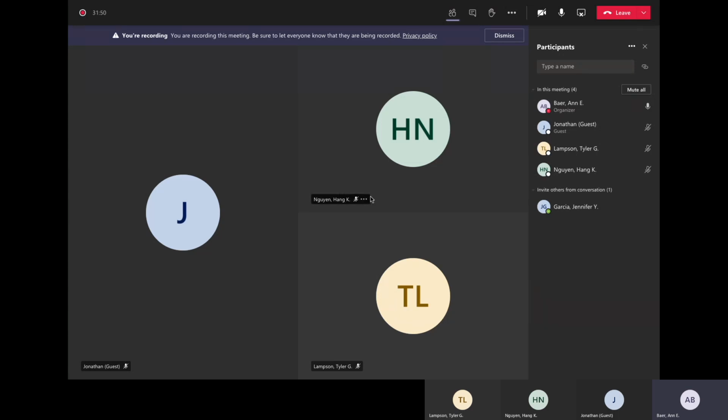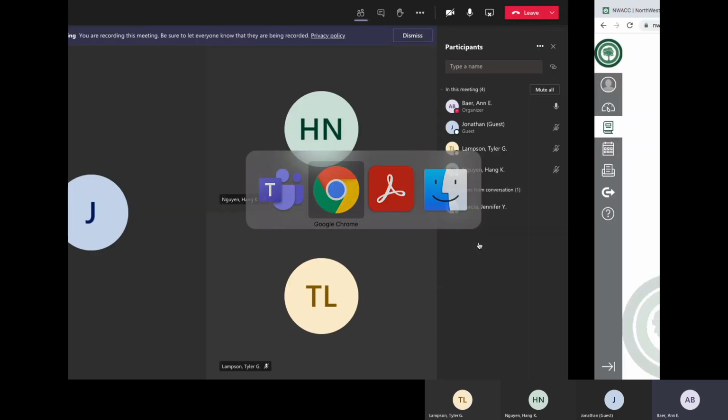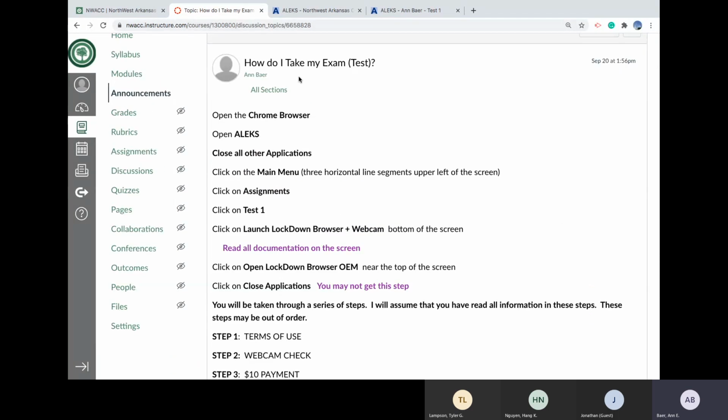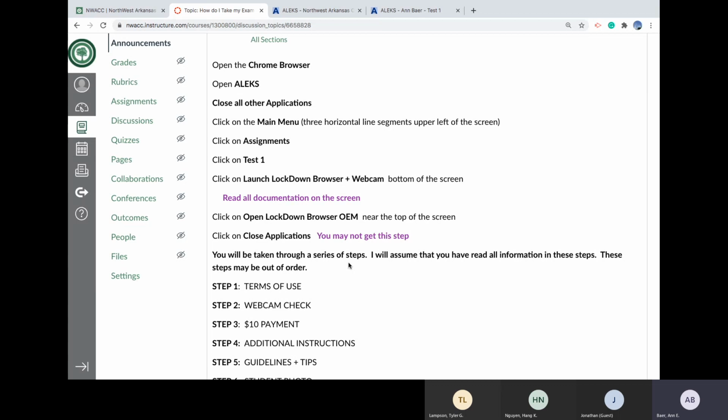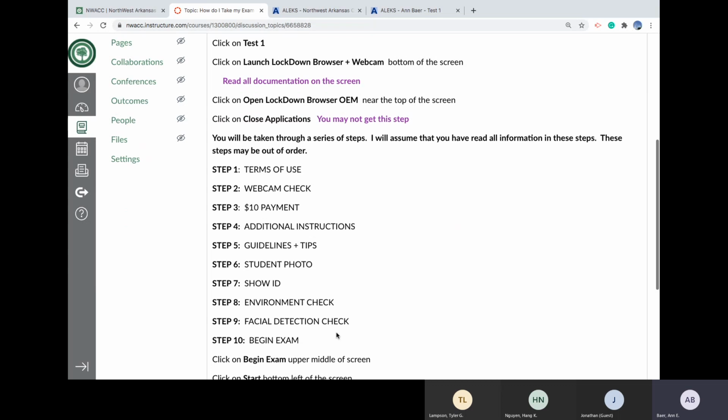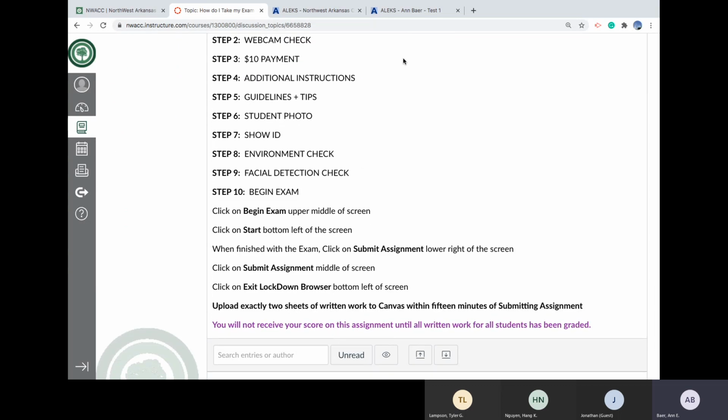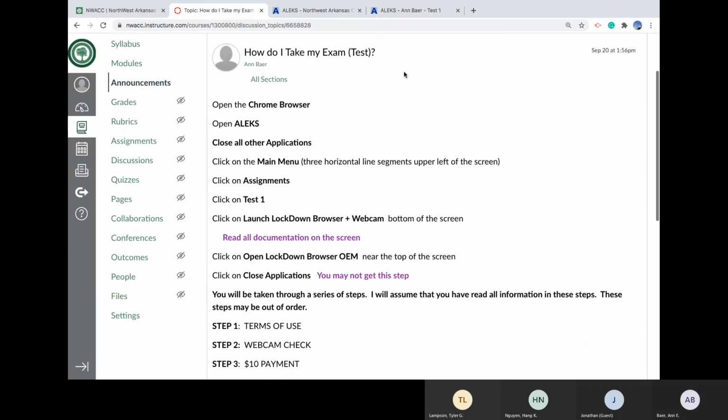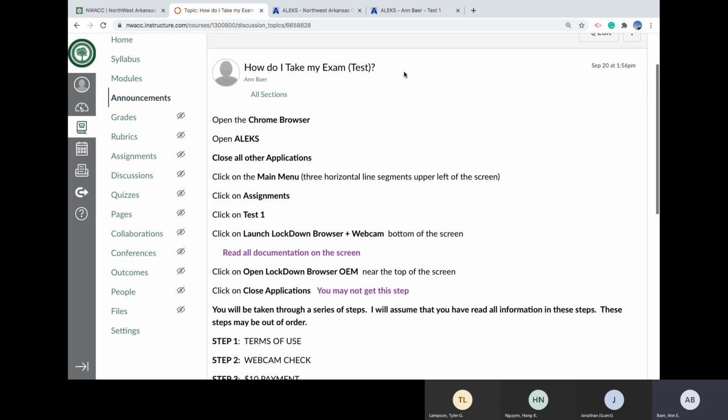This first Canvas announcement is really an important one. You are allowed to print this off or have one additional sheet of paper to copy all of this down, so you've got this by your side when you take your test. That will allow you to follow all the steps. This is a very, very important announcement, probably the most important.